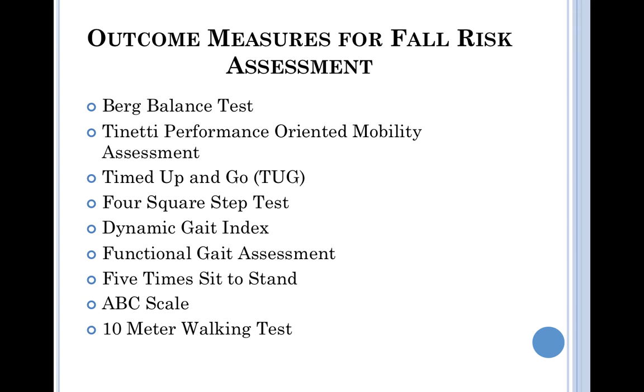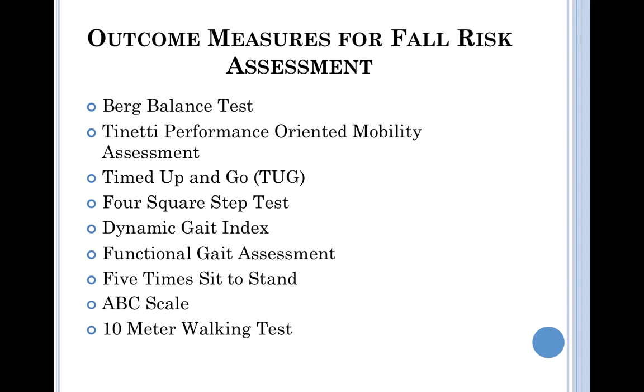Okay, so here are the outcome measures for fall risk assessment, and this is taken out of your book from table 8.2, I believe it was. So if you are not familiar with these tests, we'll have some copies at lab and we can go over them in more detail there.